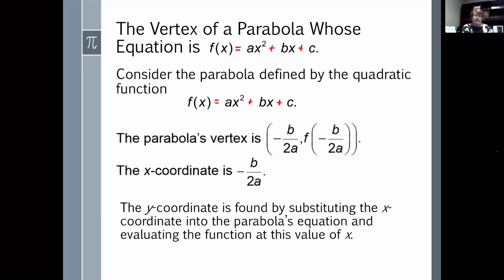So to find the x value, you use the formula -b over 2a. To find the y value, substitute that value in for your input x, evaluate the function, and that will give you y.